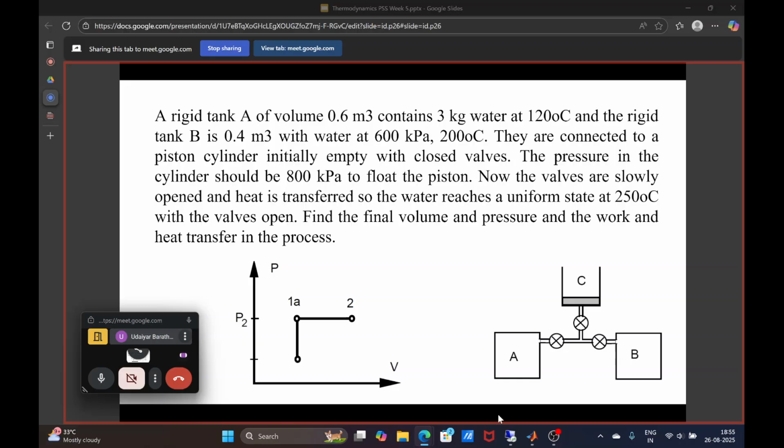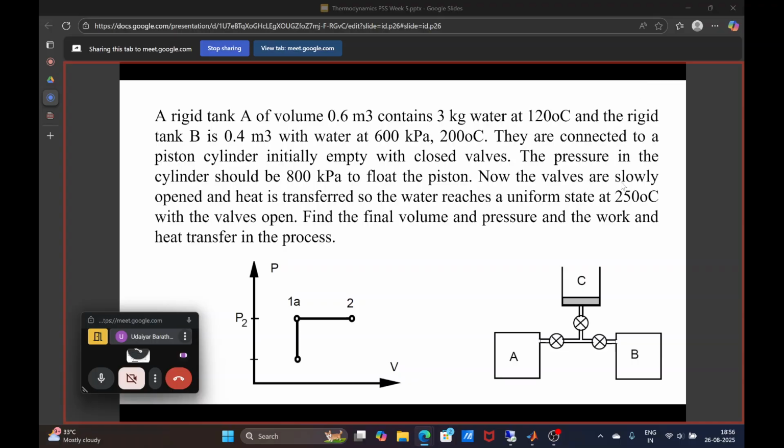We have two tanks which are connected to a third tank which is a piston, and all are closed. Tank A contains 3 kg of water at 120 degrees Celsius, and the volume is 0.6 meter cube, and similarly B is 0.4 meter cube and it is at 600 kilopascal and 200 degrees Celsius. So the pressure in the cylinder should be 800 kilopascal to float the piston. So the piston will only float when the pressure exerted on the piston is 800 kilopascal. That's when the piston will start moving.